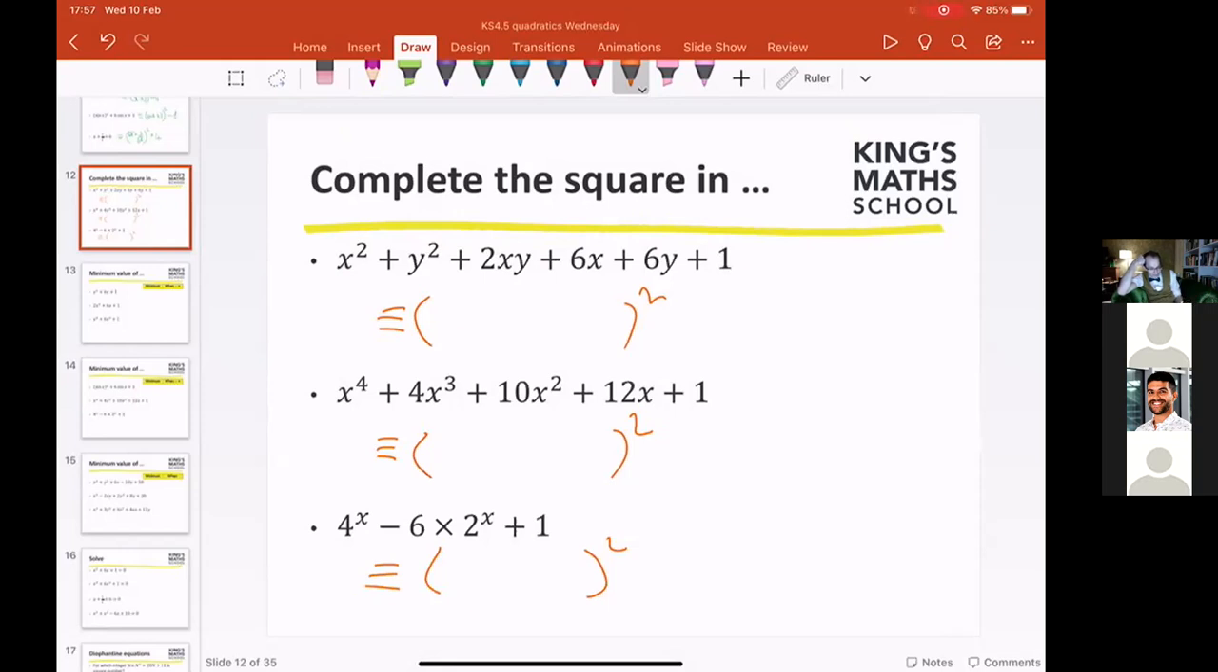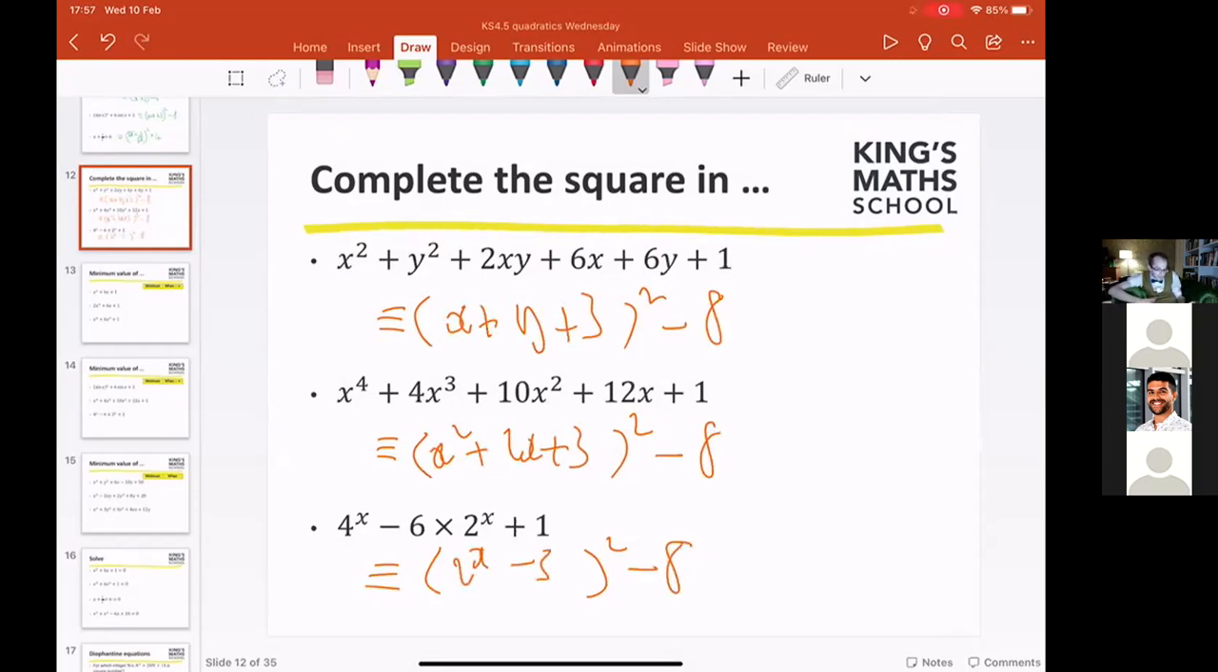However, I am in some agreement. So this, I think, is x plus y plus 3 all squared, take away 8. This is x squared plus 2x plus 3 all squared, take away 8. And this is 2x subtract 3 all squared, also take away 8. Now, you can see how there's a bit of a theme going on here. There's a bit of taking away 8 happening.